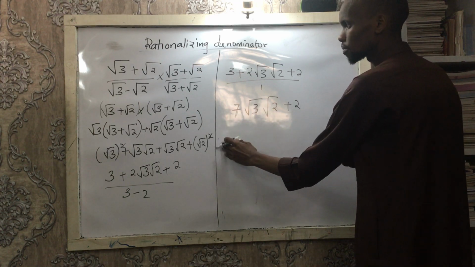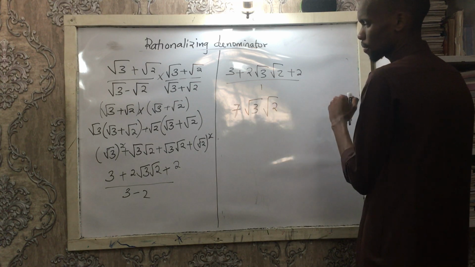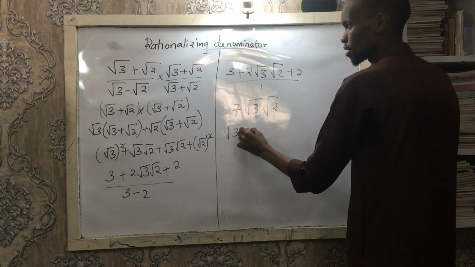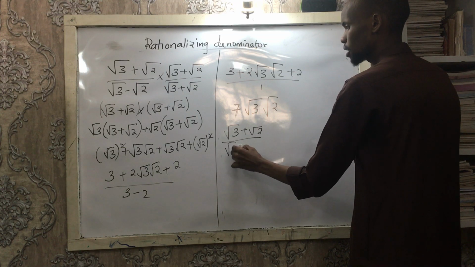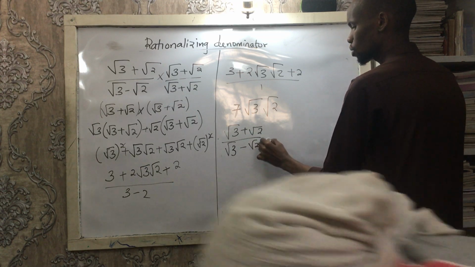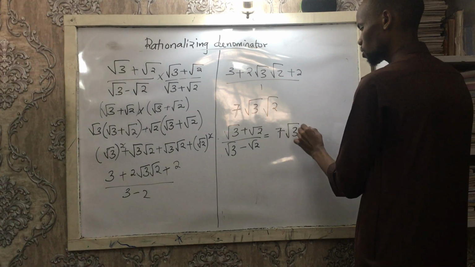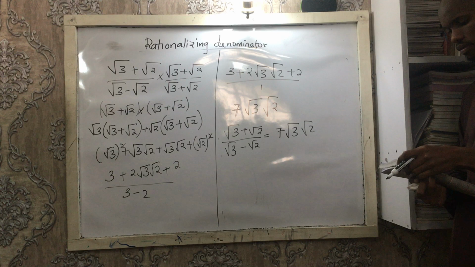So therefore, can you erase the 2 right now? Yeah, sure. So therefore, the root of 3 plus the root of 2 over the root of 3 minus the root of 2 is equals to 7, the root of 3, the root of 2. Right?